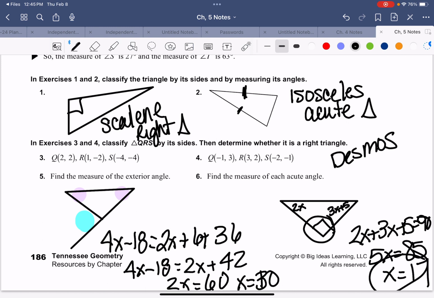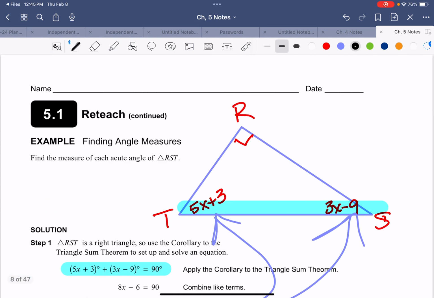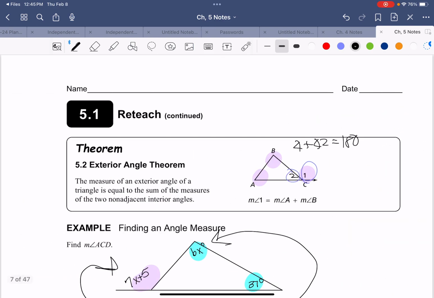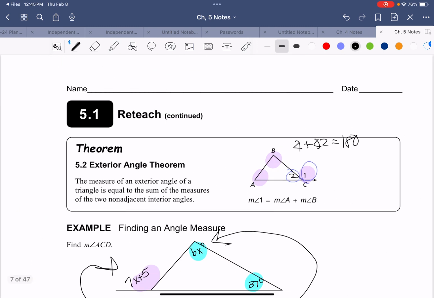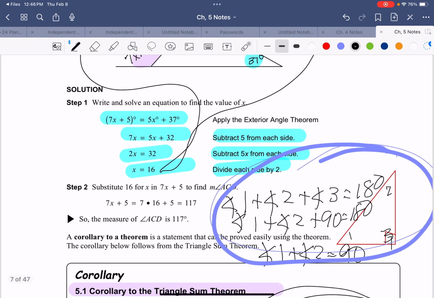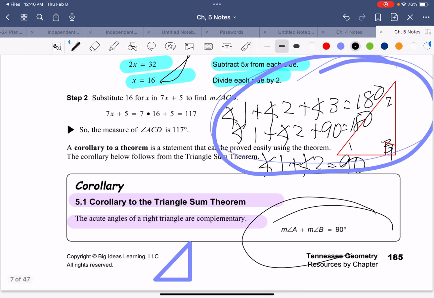Okay? So big concepts here are your triangle angle sum theorem. The sum of the interior angles of all triangles is equal to 180. Okay? So we've got that one. Your exterior angle theorem, which says an exterior angle is equal to the sum of the measures of the two non-adjacent interior angles. Remember, this angle 2 would be adjacent. And then, if you have a right triangle, the two non-right angles in that triangle will be equal to 90.